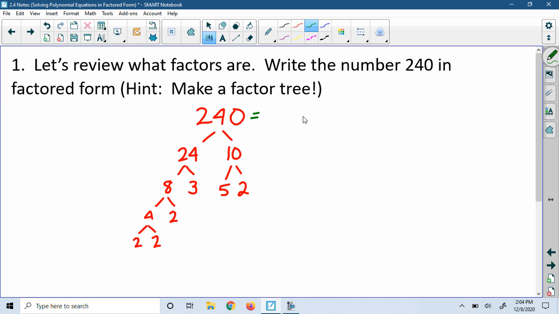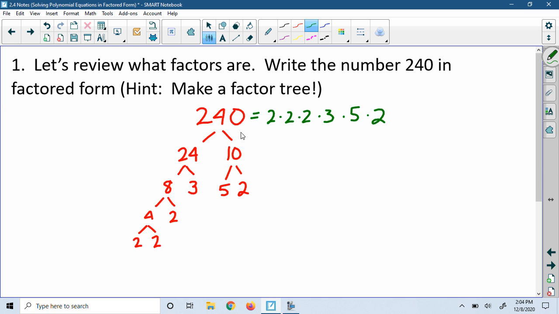So in factored form, the number 240 would be 2 times 2 times 2 times 3 times 5 times 2. You take all of the bottoms of the branches, and you can check on a calculator to make sure that really does equal 240.